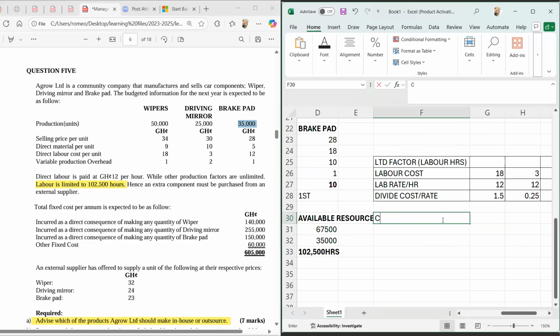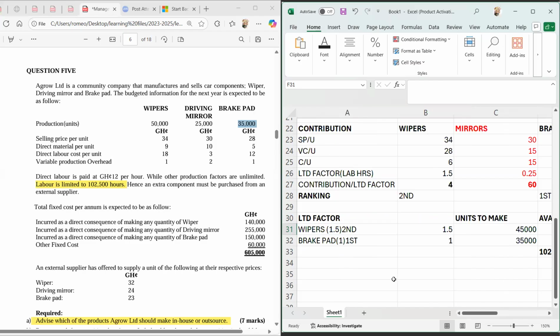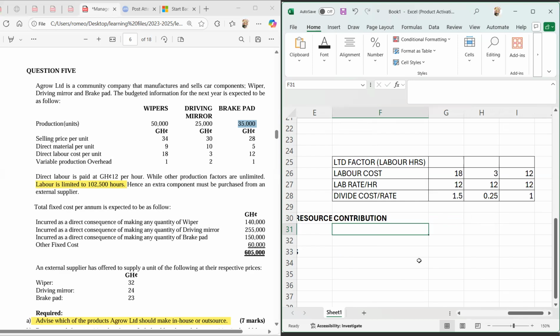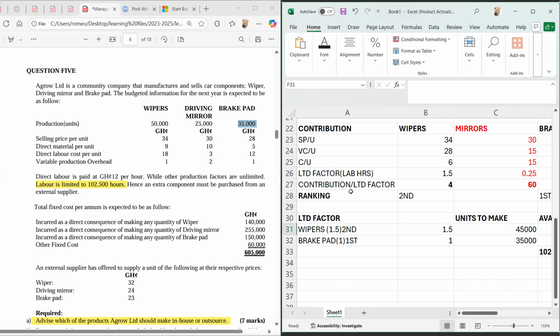Okay. So contribution. I'm just showing you, so in case of exam, this is how you go by it. So this is our contribution. What's the contribution? The contribution is 10 for the first one, and then 4 for the wipers, and then 10 for the brake pad.